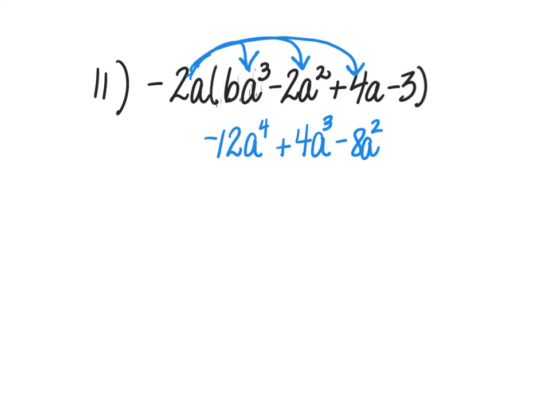And then distribute it to the negative 3. Negative 2 times negative 3 is a positive 6, and that a comes along for the ride. So we end up with negative 12a to the 4th plus 4a to the 3rd minus 8a squared plus 6a. Again, you can see that these are all different terms, so we're not going to combine them. Even though they all have an a, we're not going to combine them.